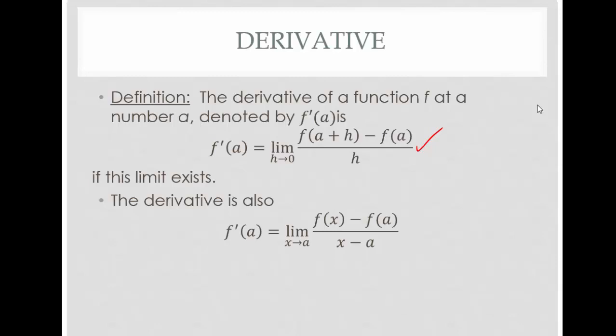That doesn't mean we use it exclusively. The limit as x goes to a has a tendency to be much easier to use if you're talking about a real-world application. So we'll use them both, but for now we're going to concentrate a little bit more on the h goes to 0 limit.